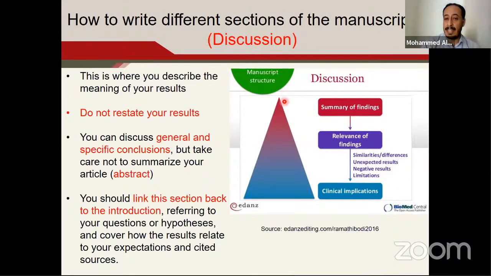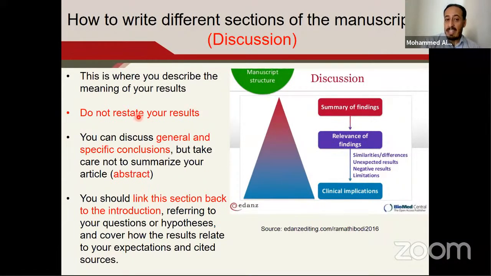Discussion, as I told you, is the tip of the triangle, at the top. Which means you should start with a very, very focused statement, a summary of your finding or the conclusion, and then the relevance of your finding to others by discussing the similarities and differences, unexpected results or negative results, and limitations. So you see, you expand your discussion because now you are comparing with the literature. And then finally, the clinical implication.